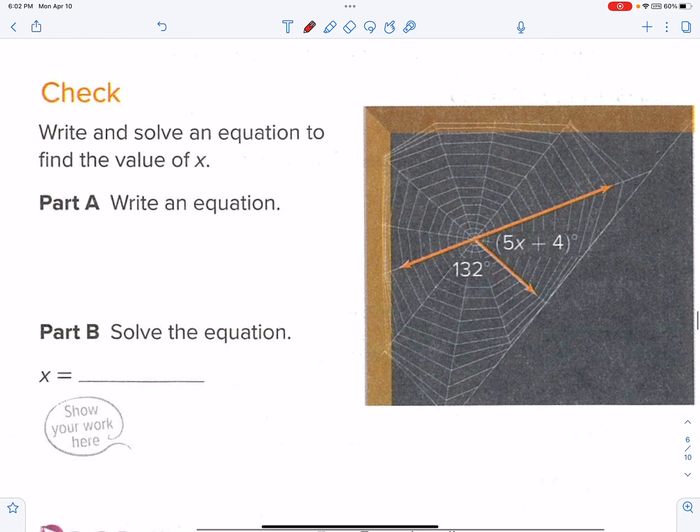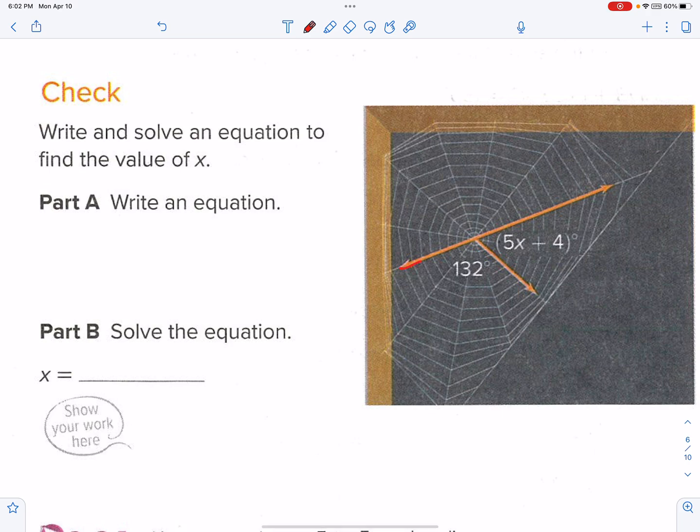Here's a good one for you to practice. So write and solve an equation to find the value of x. So first, go ahead and write the equation. We see the straight line. Okay, this would be a good time for you to pause and see if you can write the equation and solve for x. All right, so you should have, for an equation, 132 plus 5x plus 4. And you can get rid of the parentheses at this point. The parentheses are just to contain it when they're labeling over there. And all this equals 180 degrees.